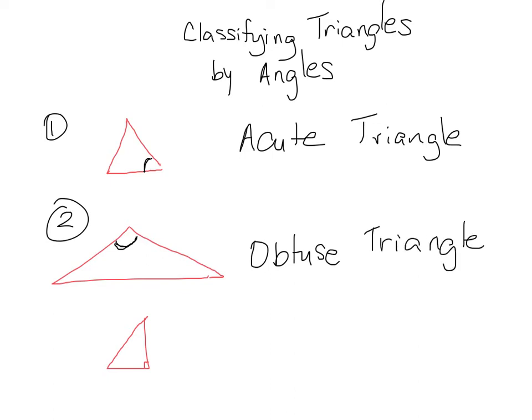And in our third triangle on this page, we have our biggest angle over here. It's a 90-degree angle, which means that it is a right angle, which means that this is a right triangle. And we come across right triangles quite a bit.